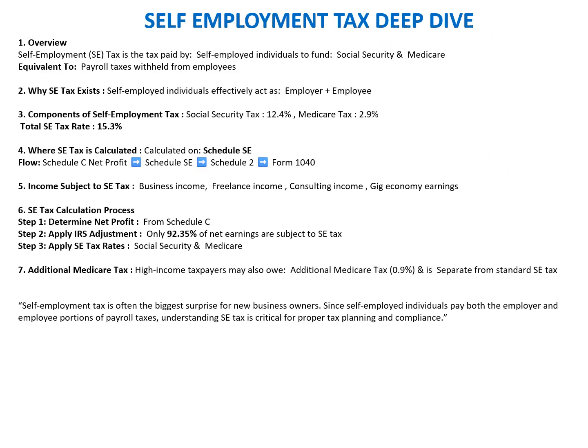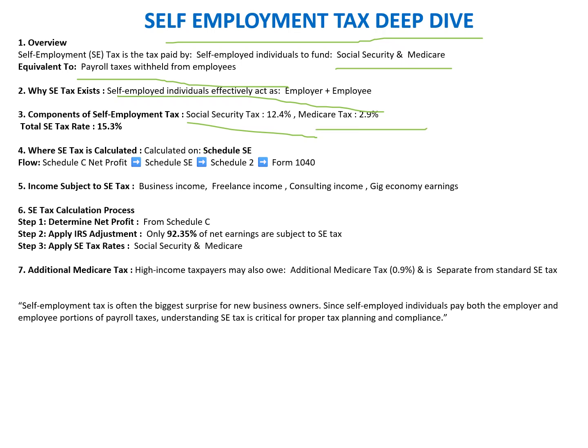Okay, now we'll have a quick update on the self-employment tax. Self-employment tax is basically the tax paid by self-employed individuals to fund Social Security and Medicare, equivalent to the payroll taxes paid with help from employers for employees. So why does it exist? Because a self-employed individual is effectively both the employer and the employee. The components of self-employment tax are Social Security tax at 12.4% and Medicare tax at 2.9%.